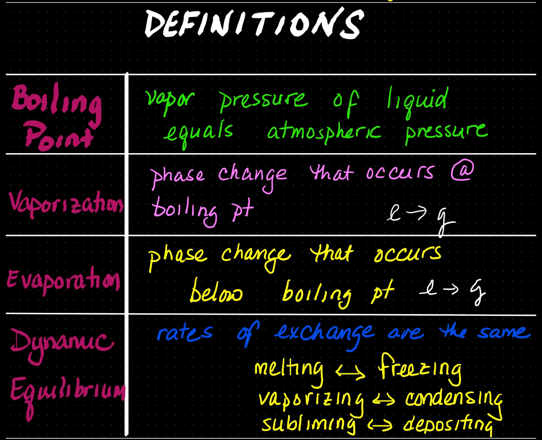An example of that is if we have a classroom of 35 students and outside the classroom there are 1,000 students. If 5 of the students in the class leave and 5 of the students outside the classroom enter, the exchange rate is the same. We have 5 leaving, 5 entering. And when that rate occurs at the same time, that is called dynamic equilibrium. There are 3 sets of dynamic equilibrium possible. The melting and freezing rate of exchange may be the same, vaporization and condensation, sublimation and deposition.